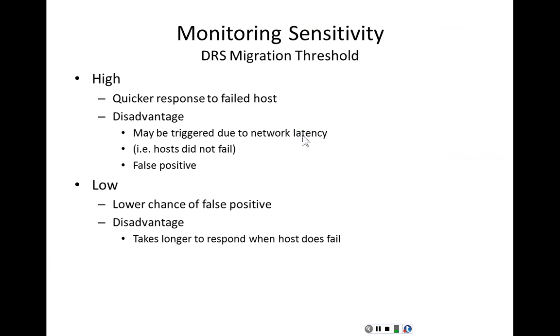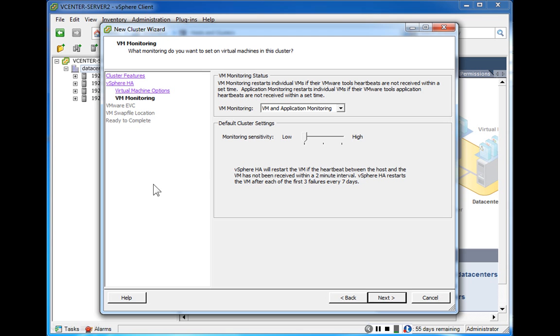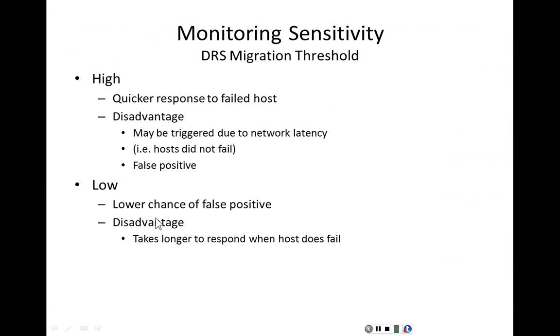What that means is this. If we set it to high, then there will be a quicker response to a failed host. But the disadvantage of that is that this may be triggered due to network latency. In other words, the host didn't fail, the network was just slow, and that's why the heartbeats didn't come through. And what that is called is a false positive. Conversely, if you set it to low, then there's a lower chance of a false positive, but the disadvantage is it'll take longer to respond when a host does fail.